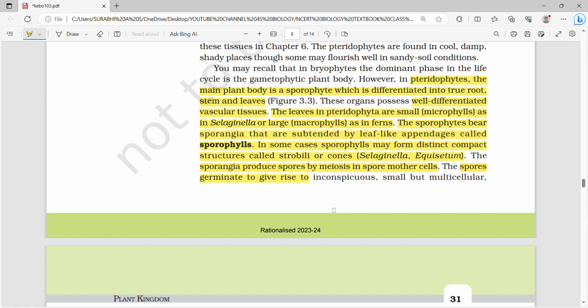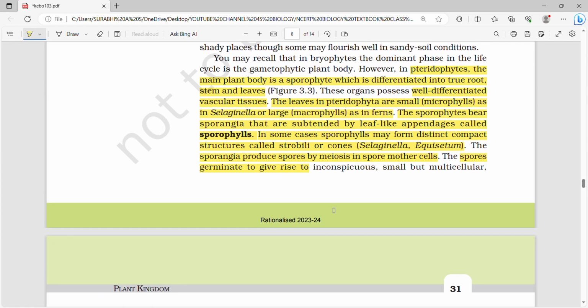Next, in pteridophytes, the main plant body is a sporophyte, which is differentiated into true root, stem and leaves. In bryophytes, there was no true root, it was root-like, leaf-like and stem-like. Here it is well differentiated. And the leaves in pteridophytes are small, as in Selaginella, or large, as in ferns. The sporophytes bear the sporangia that are subtended by leaf-like appendages called sporophylls.